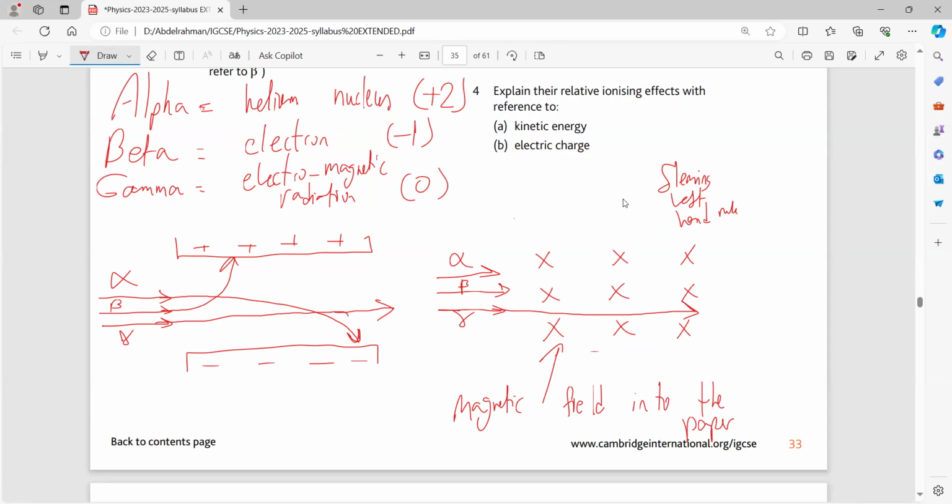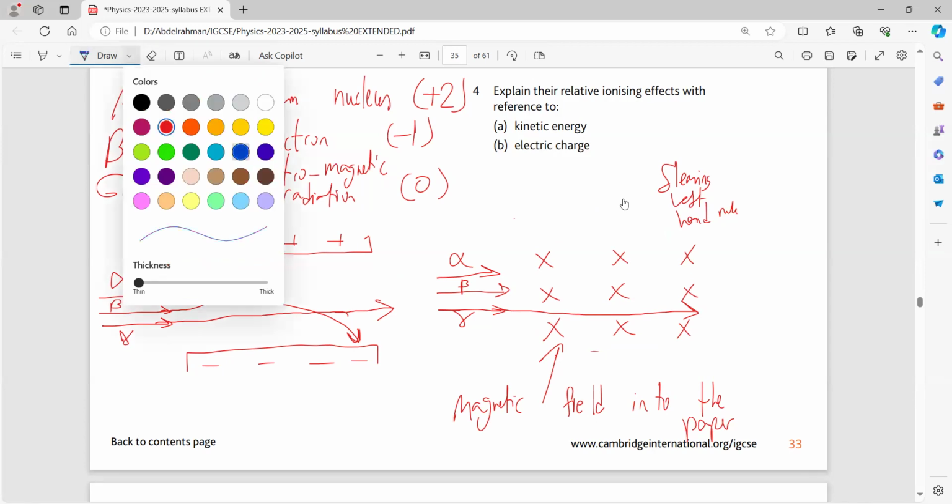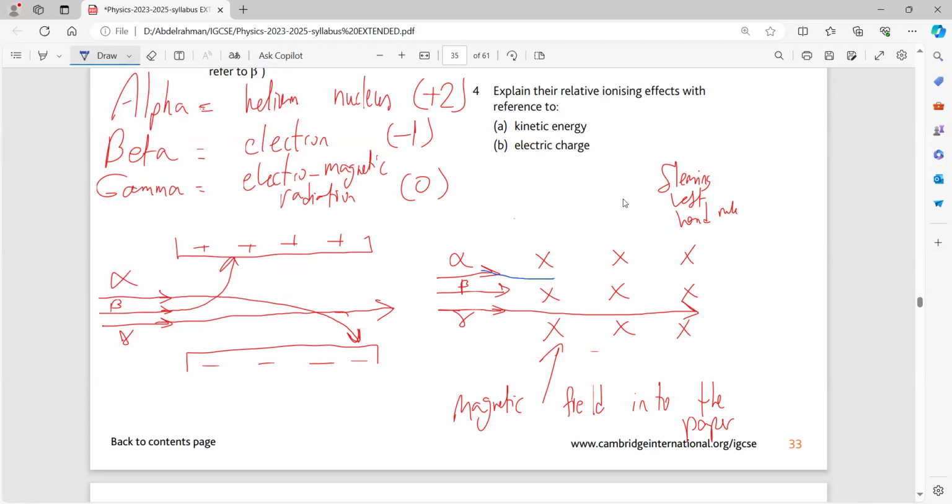I will use the Fleming left-hand rule. The first finger is the magnetic field, which is into the paper. The middle finger is the alpha, the current. If the alpha is moving to the right and the magnetic field is into the paper, the alpha will move upwards with a weak deflection.